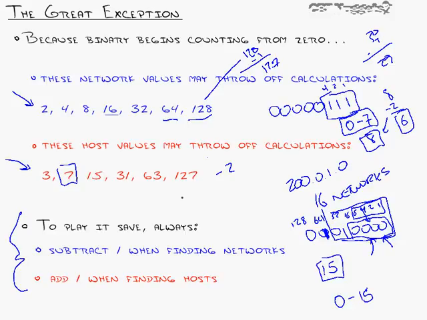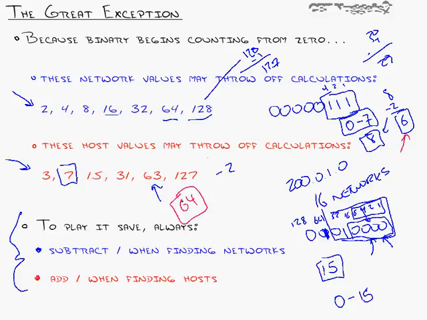Chances are very slim that somebody's going to come up and say, hey, give me a network range for 63 hosts per network. I mean, that's pretty weird that somebody would be looking for that value. But nonetheless, we can use this rule. Always subtract 1 when finding the number of networks. And to play it safe with the hosts, always add 1 when finding the number of hosts. So if they ask for 63 hosts, because of this rule, you're going to come up 1 short. So just add 1 to the number.